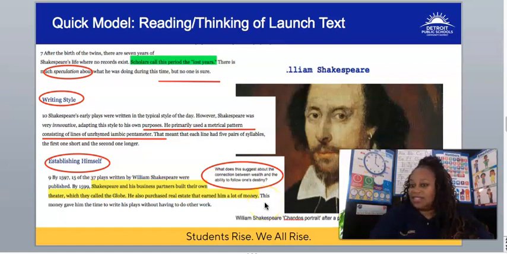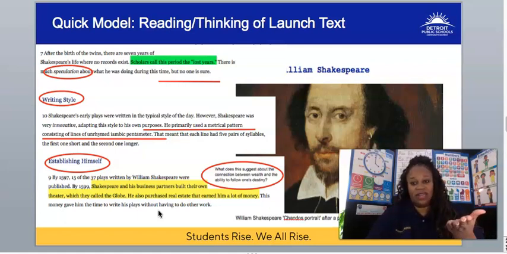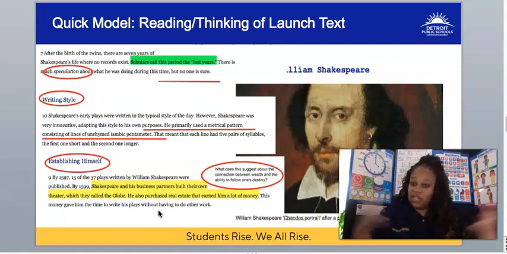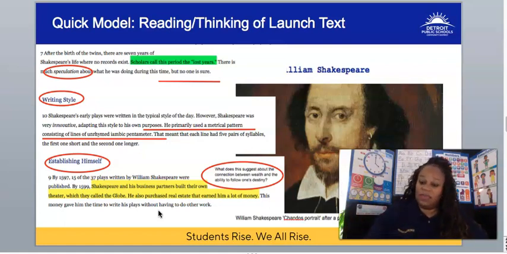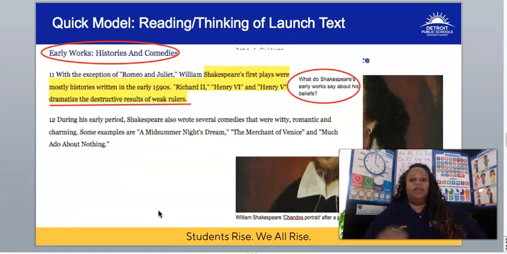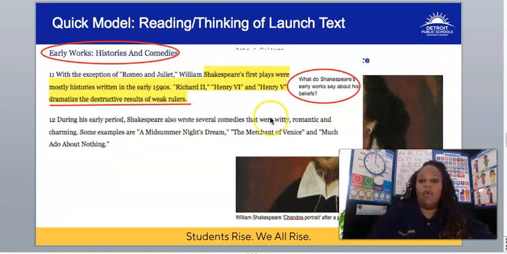Let's read the sentence that's not highlighted. There's even a clue here. This money gave him the time to write his plays without having to do other work. Sounds like the answer to me. If you own real estate and it gives you money, it frees up your time so that you can write plays and be a famous playwright. Okay. Always pay attention to the teacher's annotations because I am giving you the clues to answer this question.